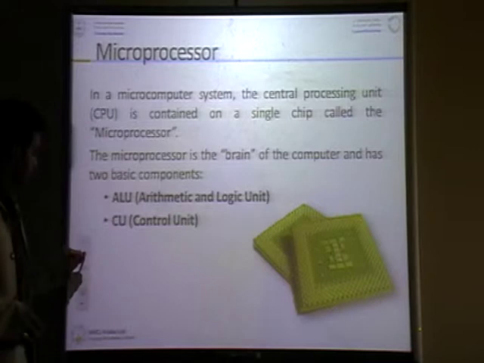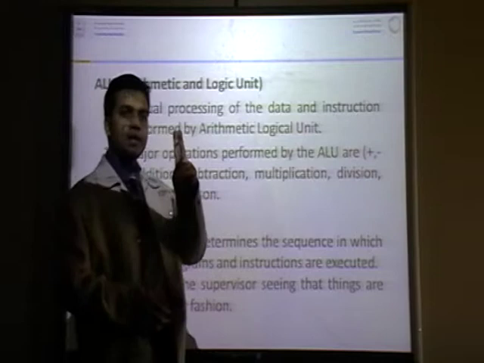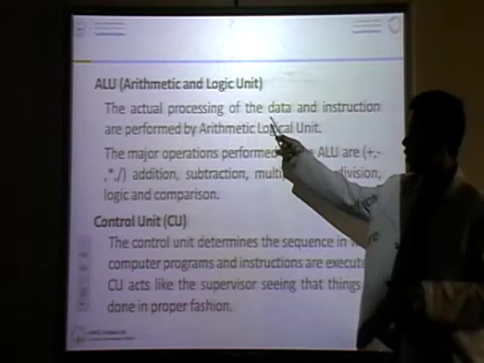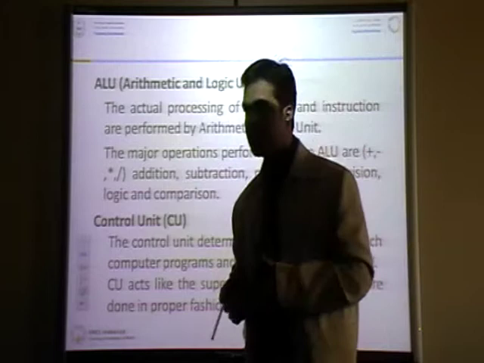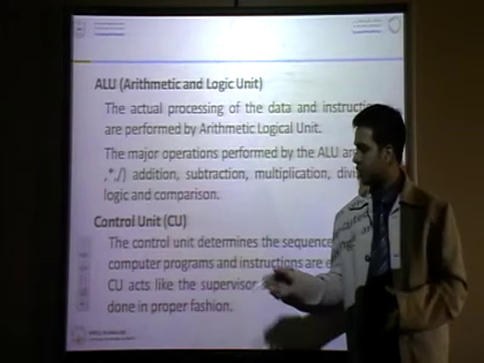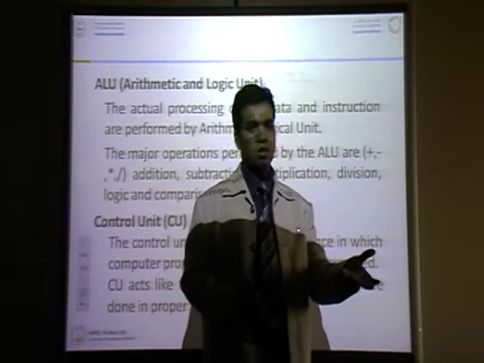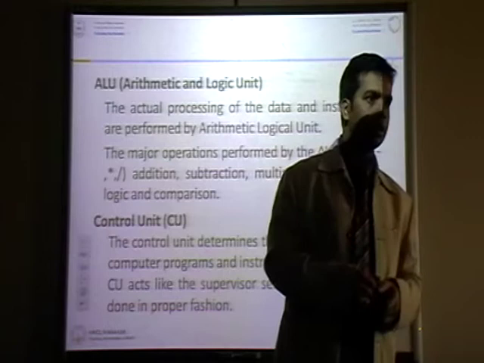The microprocessor has two parts, the arithmetic logic unit and the control unit. In the ALU, the computer does calculations like 20 into 30 into 50, 2 plus 2, 5 plus 7. Arithmetical and logical work is done in this part. But the controlling part is done by the control unit. It controls what data will be processed, what will be sent to the printer, what data should go into the memory. All this work is controlled by the control unit.